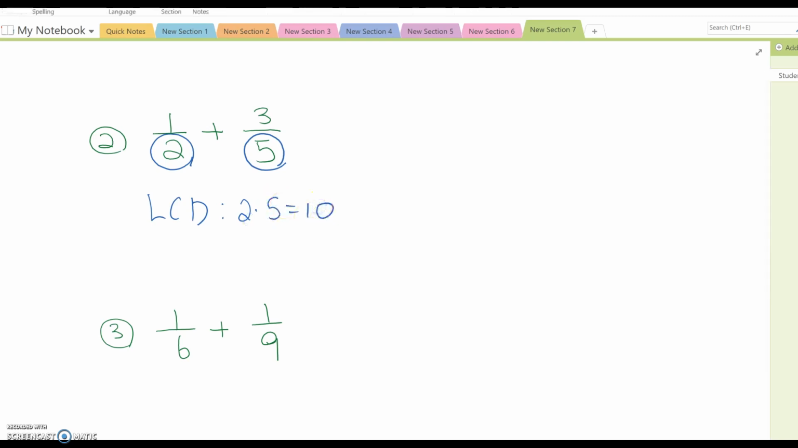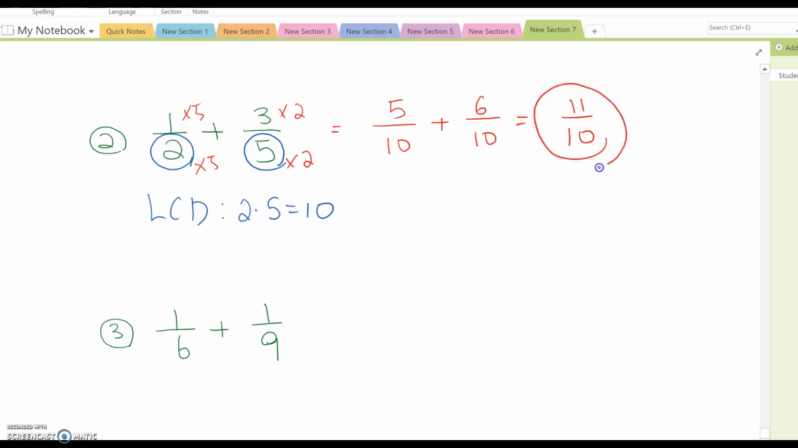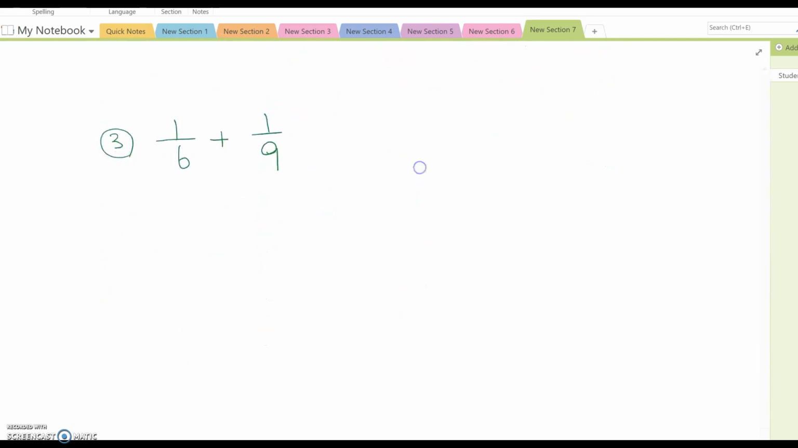Therefore, you multiply 5 on this fraction, and multiply 2 on this fraction. Then this becomes 5 over 10 plus 6 over 10. So the total becomes 11 over 10. Now, is it simplified? There's a prime factor already, so we cannot simplify anymore. What about number 3 here? 1 over 6 plus 1 over 9.